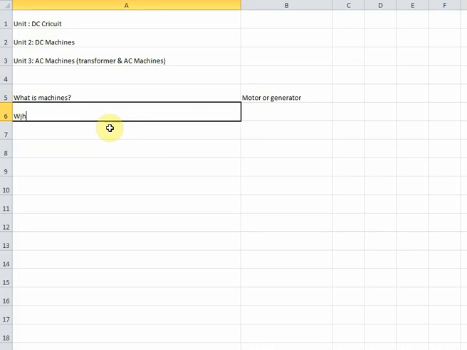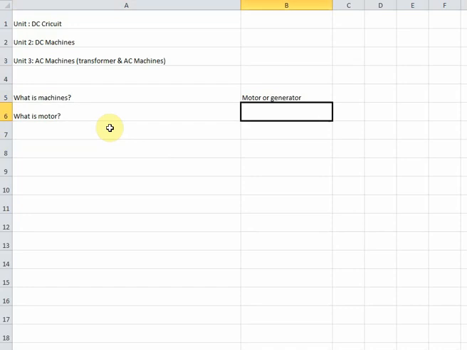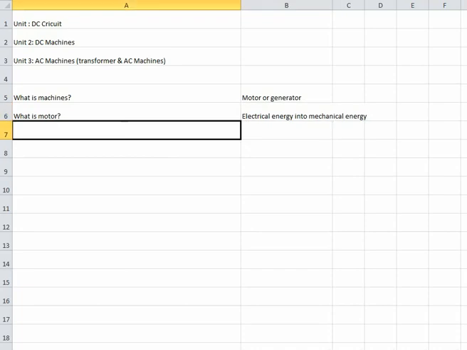What is a motor? Motor means what? You look at the fan. How does the fan work? Wire is going inside, so electrical energy is converted into mechanical energy. So what is a motor? Electrical energy goes inside and comes out as mechanical energy. That is about the motor.